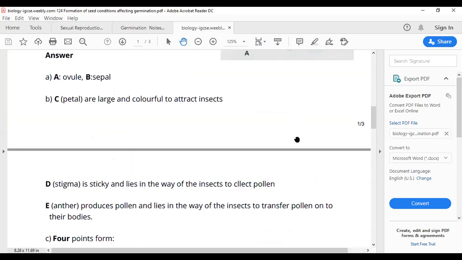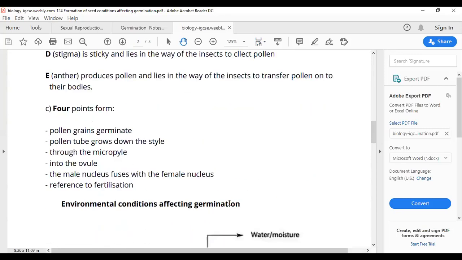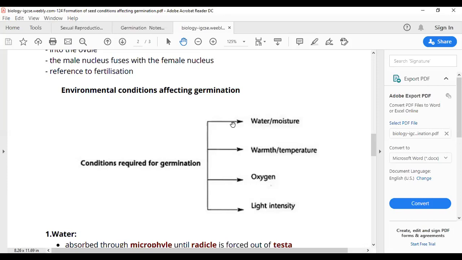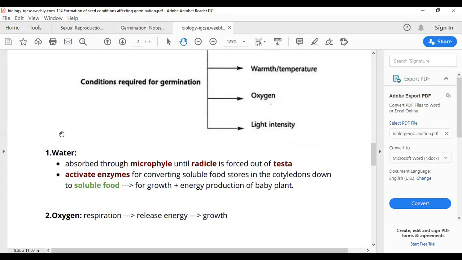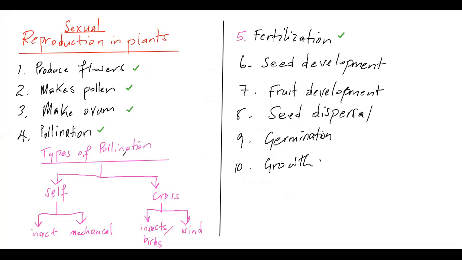After the seed has been formed, if it actually lands in a very favorable area, then the next thing that the seed will do is germinate. But before we can speak about germination, we need to look at another process that comes before that, which is fruit development. So we have just looked at fertilization and seed development. So basically we are now at number 7 in the process, which is to describe fruit development and seed dispersal.